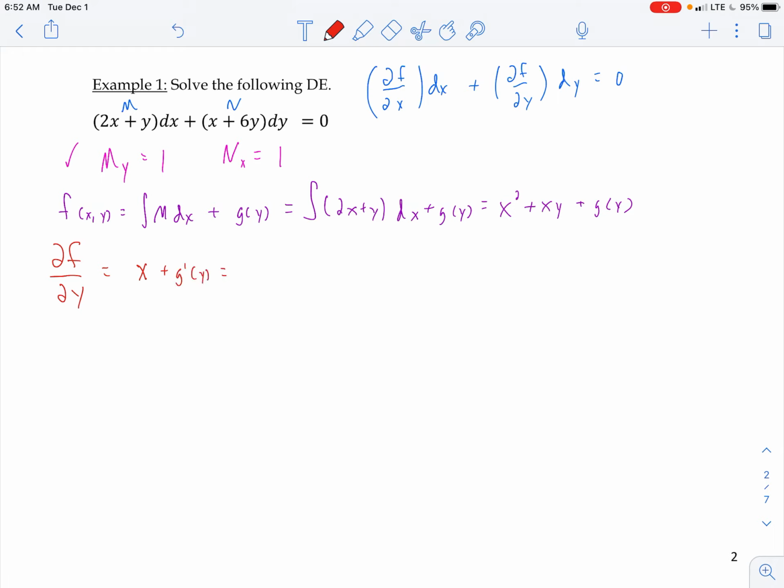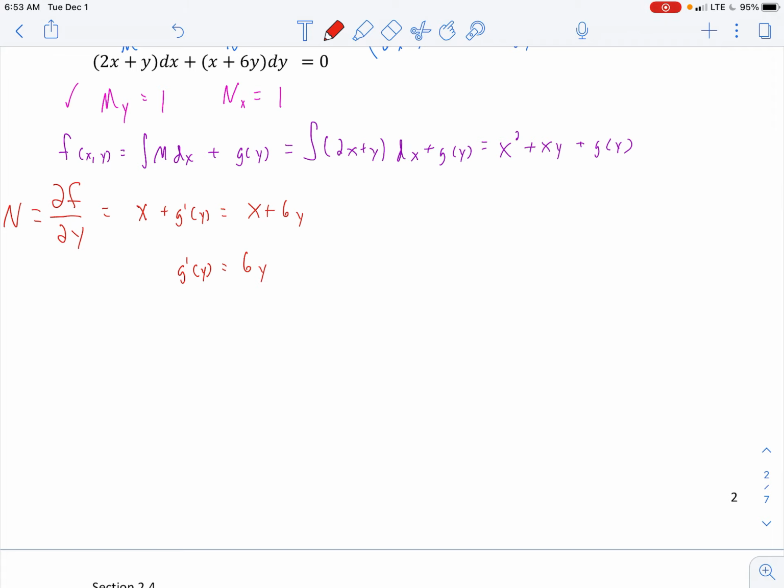Now, this should be equal to, if you recall, the partial of f with respect to y, which is equal to our other function N. So I'm going to set this equal to N: x plus 6y, there's that function N. Now I'm going to solve for g prime of y. When we do that, we get g prime of y is equal to just 6y.